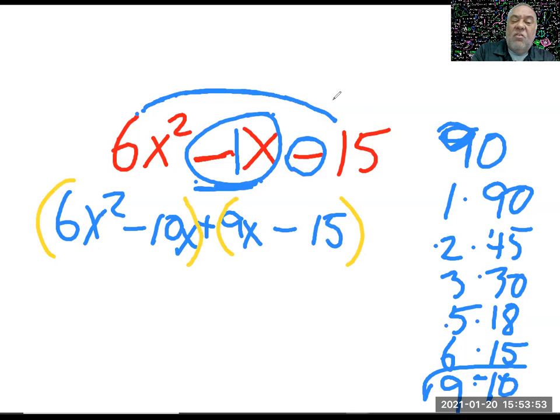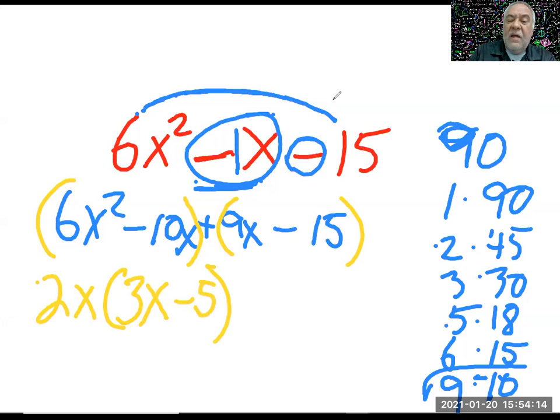Now I factor out each one of these. If I look at 6x squared minus 10x over here on the left, what's the largest factor I can take out of there? Well, with 6 and 10, I can factor 2 out. And with x squared and x, I can factor an x out. So I can factor out a 2x, and I'm left with 3x minus 5. Now this next one, 9x minus 15, what can I factor out of that? I can factor 3 out, plus 3, and I'm left with 3x minus 5.